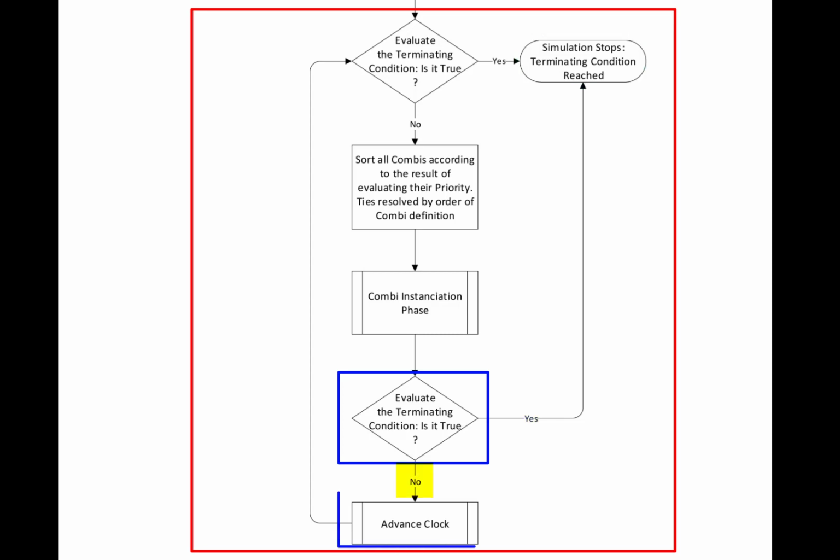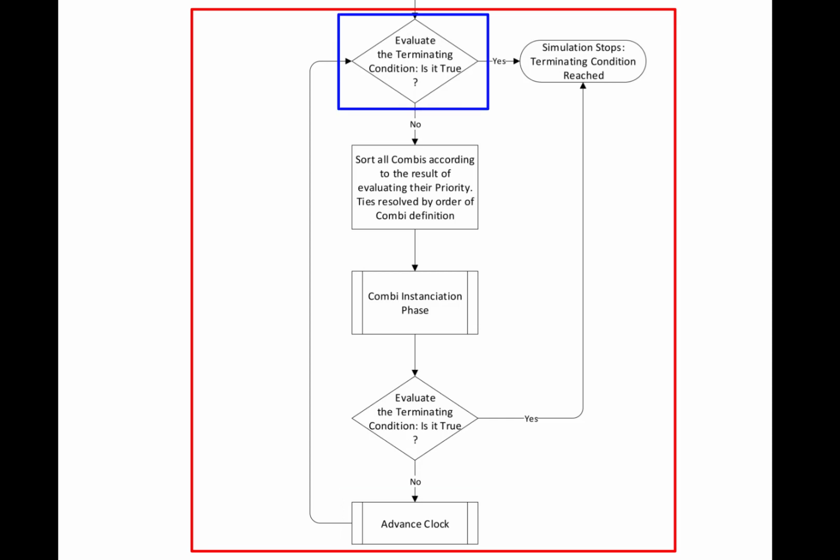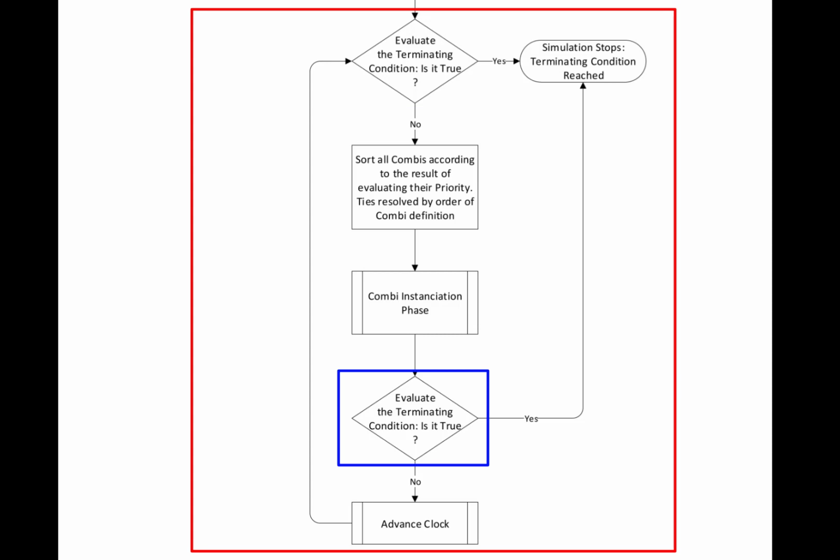Otherwise, Stroboscope will continue by advancing the clock. The process by which the clock is advanced is also described in a separate flowchart. After advancing the clock, the loop repeats by evaluating the terminating condition to see if it is true. The reason for having two tests whether Stroboscope has reached the terminating condition is because the terminating condition can be reached after the Combi instantiation phase.